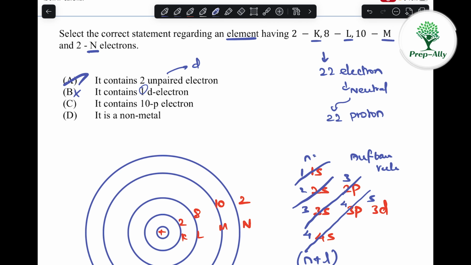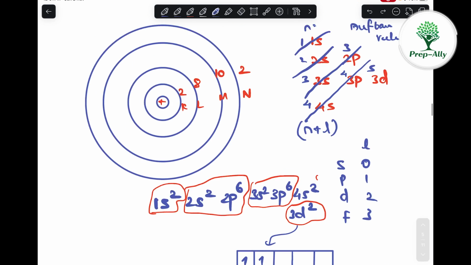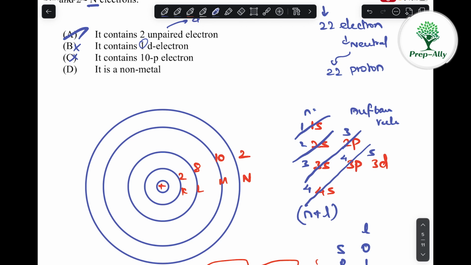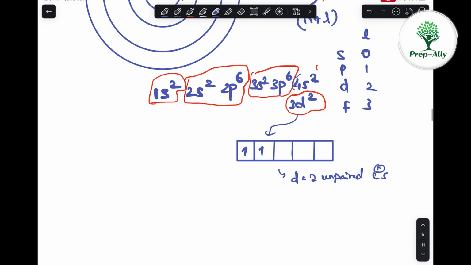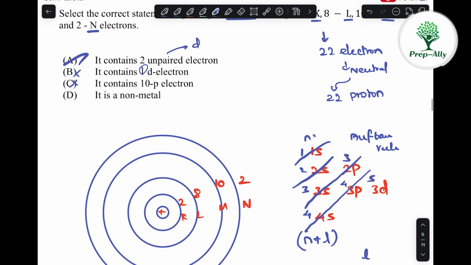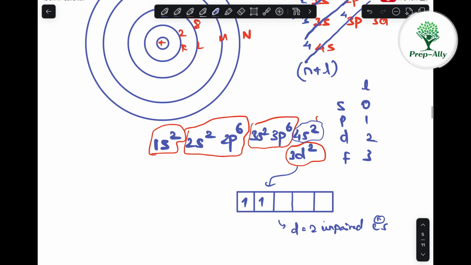It contains 10 p electrons, really? Let's check. So it has p here, so it is totally 12. So it is also wrong. It is a non-metal? No. Why? The last orbital is s orbital. For a non-metal, mostly it should be p orbital. So it is not a non-metal. Whenever it ends with d block, it is going to be a transition metal.